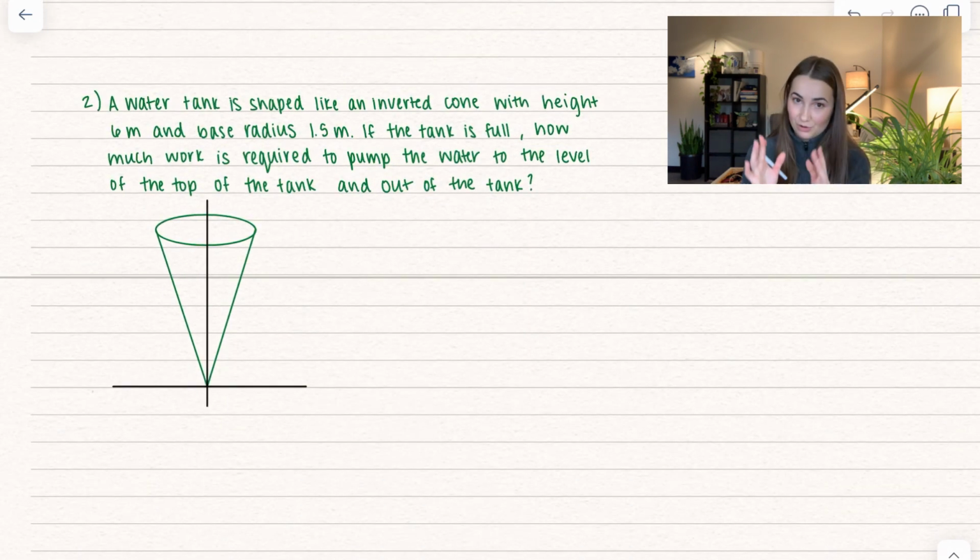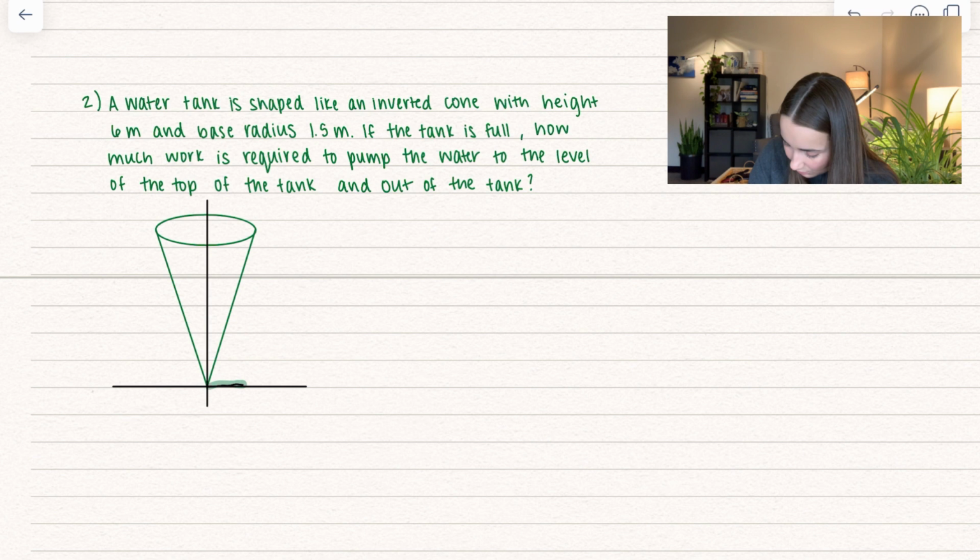This is going to be a case where the cross-section is a function of y. So here we have a water tank that's shaped like an inverted cone with a height of 6 meters and a base radius of 1.5 meters. If the tank is full, how much work is required to pump the water to the level of the top of the tank and out of the tank? So let's go ahead and talk about this setup here. I already have a visual drawn for us, but we're going to go ahead and label the coordinates.